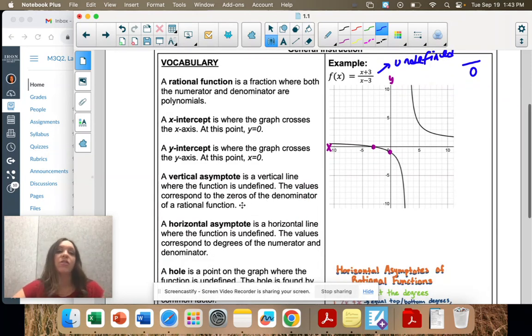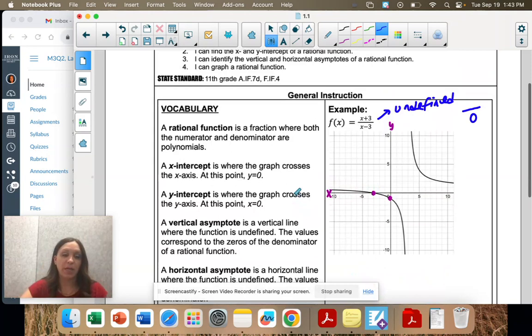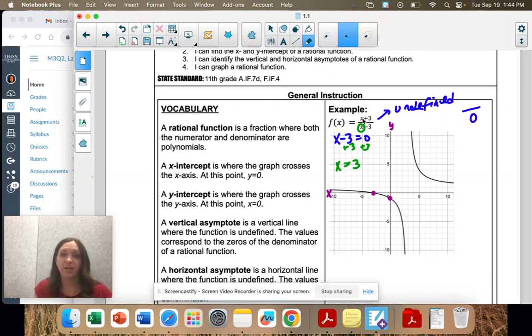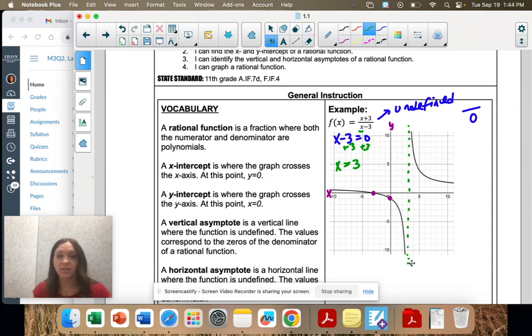Okay, so a vertical asymptote is a line that's vertical up and down, and the values correspond to the zeros of the denominator. So for this function here, if I look at the denominator, x minus 3, and set it equal to 0, and solve, this is saying if x equals 3. So look at this. If x equals 3, my denominator is going to be 0. That's bad, right? So at x equals 3 on our graph, there's this line where the graph cannot cross. That's called an asymptote.